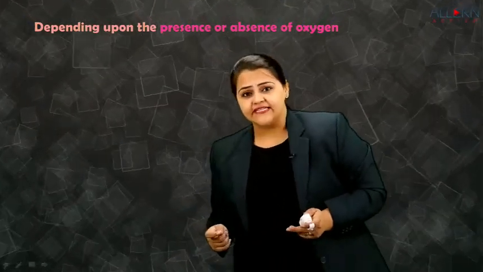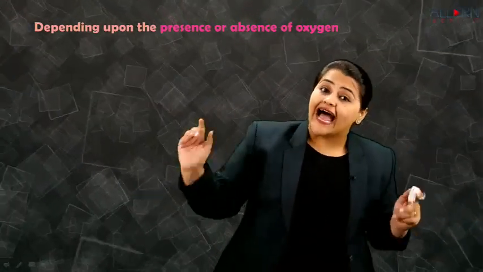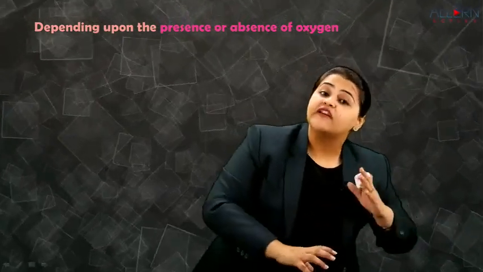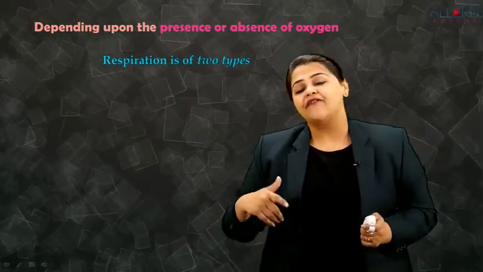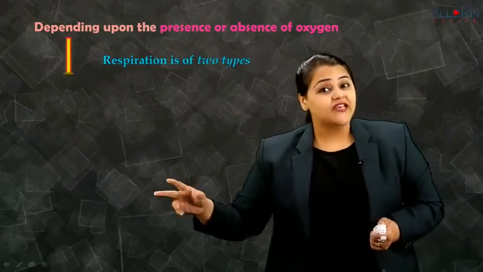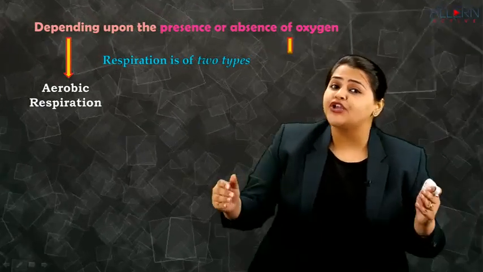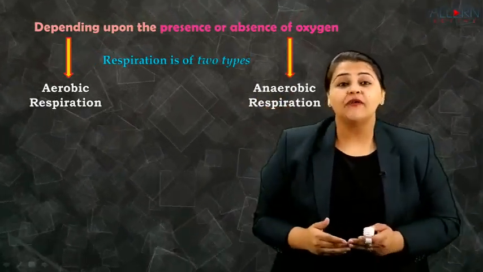So do you think that this can be a process which can be changed a little bit in the presence or absence of something? Well, yes, because this 38 ATP was produced only when we had enough amounts of oxygen. Now, sometimes there is not enough oxygen, and that is why this kind of respiration is changed into another form, and that is why we have respirations of 2 types. We have the aerobic respiration and we have the anaerobic respiration.